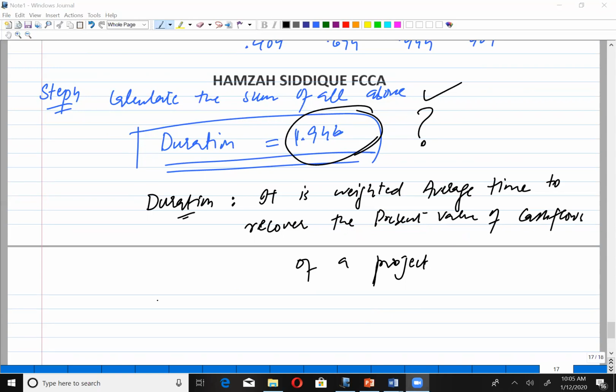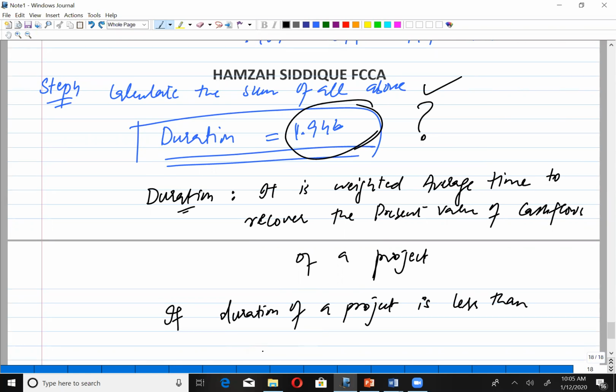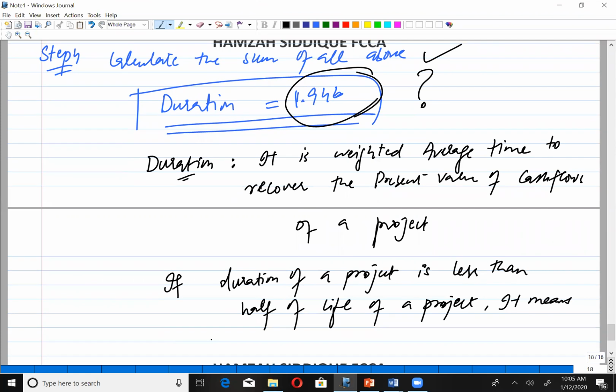So remember, if the duration of a project is less than half of the life of a project, it means the project's major cash flows are occurring in the early years of the project.